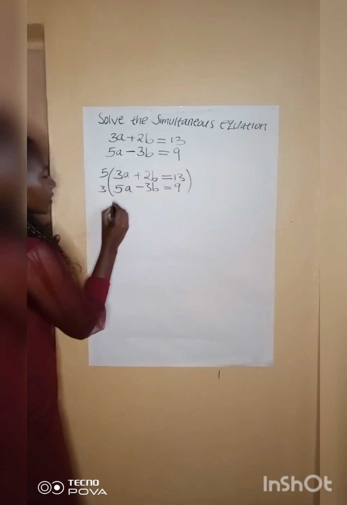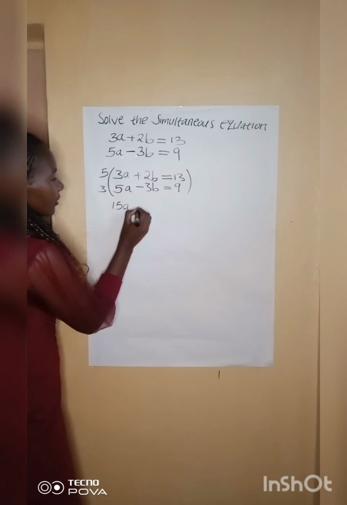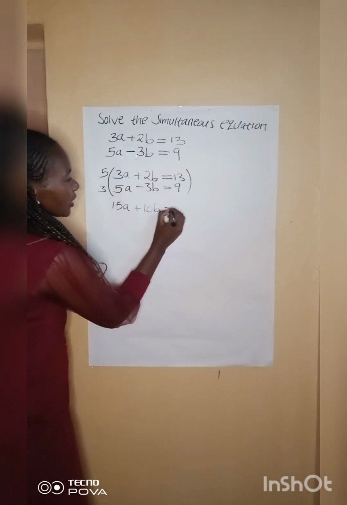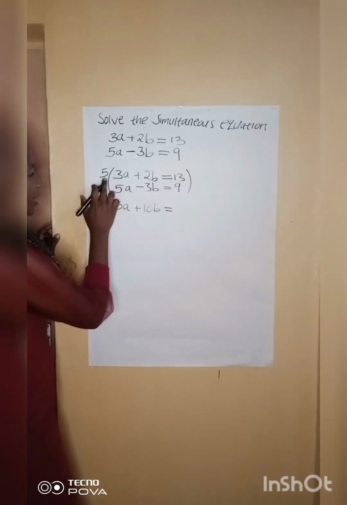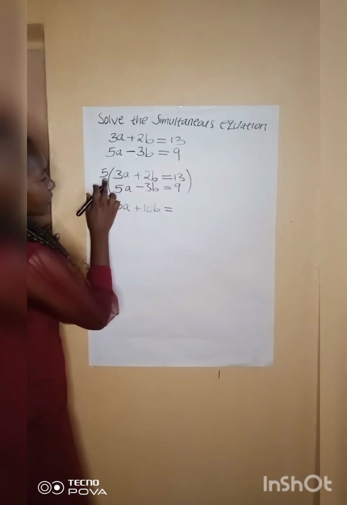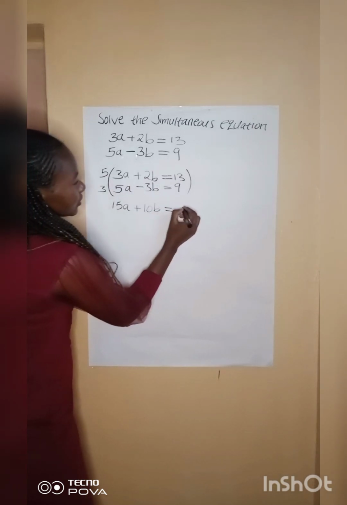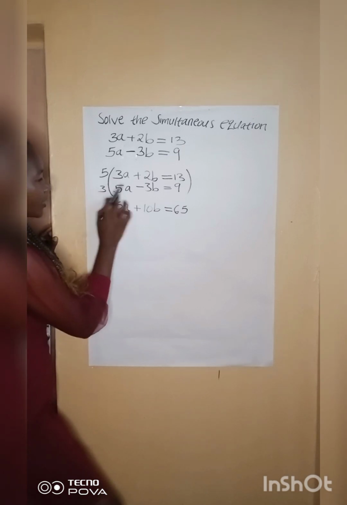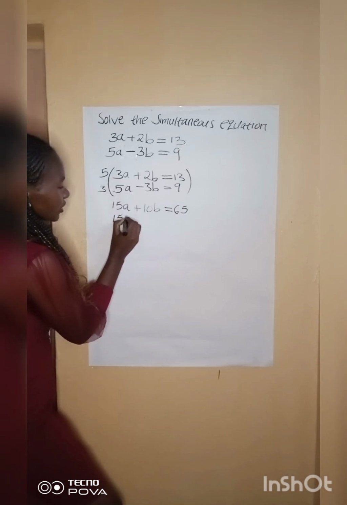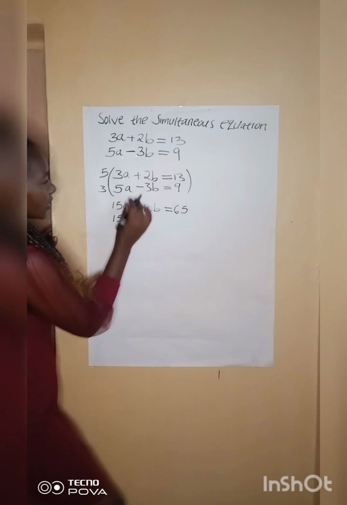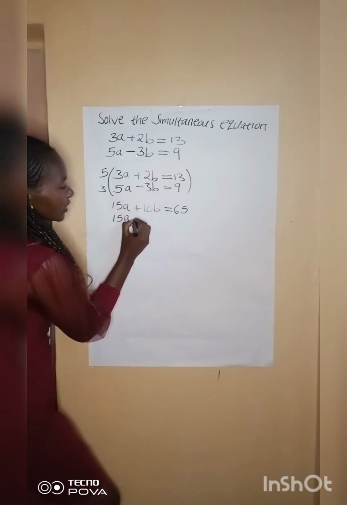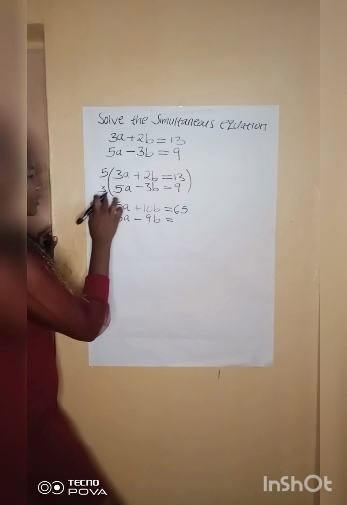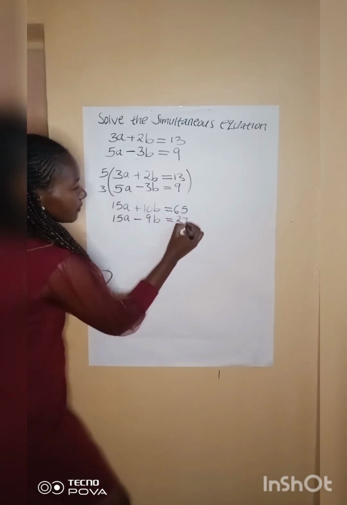We are going to get 5 times 3, which is 15a, plus 5 times 2, 10b, equals 13 times 5, which is 65. Next, we have 3 times 5 giving us 15a. We have 3 times negative 3b giving us minus 9b, equals 9 times 3 giving us 27.